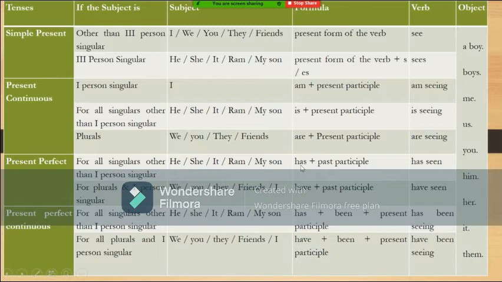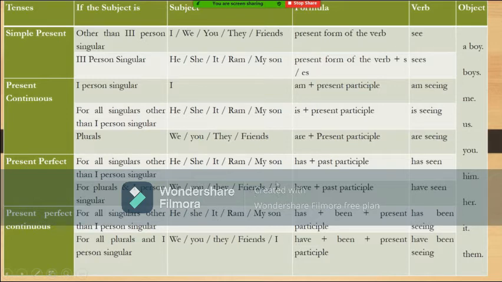Has is used for singulars. If the subject is singular, you have to use has. And to indicate perfect, you have to use the past participle. Here in the singular, you should not include I. It is clustered along with the plurals. Here for plurals, we have to use have. What are those plurals? We. First person plural pronoun is we. Second person plural is you. Third person plural pronoun is they. And in the noun category, we have any noun in plural form. Friends, classmates, anything. All these come under the plural category.